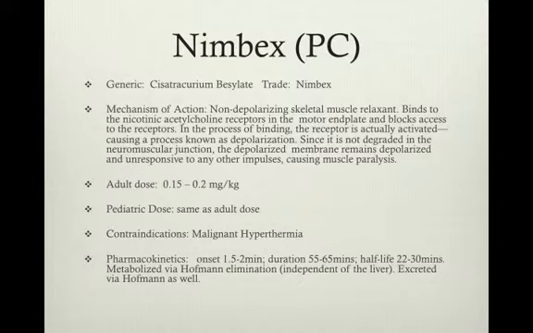muscle paralysis. Adult dose is 0.15 to 0.2 milligrams per kilogram. Pediatric dose, same as the adult dose. Contraindications on this is going to be malignant hyperthermia. Pharmacokinetics: onset 1.5 to 2 minutes, and duration is going to be 55 to 65 minutes. Half-life of 22 to 30 minutes. Metabolized via Hofmann elimination, independent of the liver, and excreted via Hofmann elimination as well.